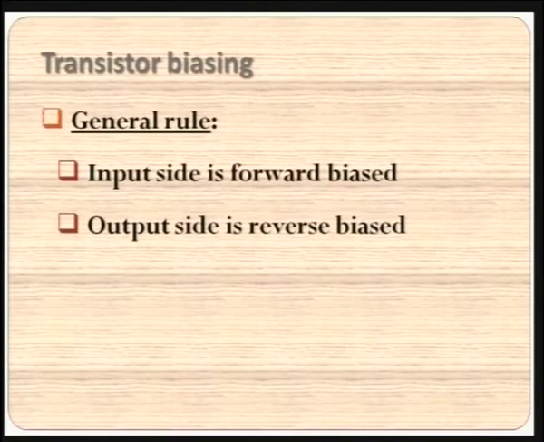Before we start the discussion, we need to know what the biasing condition is. We are familiar with the biasing condition for common emitter mode. Now let us brush up the general rule for biasing of a transistor so that we can take it forward for the study of the common base mode and common emitter mode. So let us have a look at the general rule for biasing. It's a very simple rule. The input side is to be forward biased and the output side is to be reverse biased.